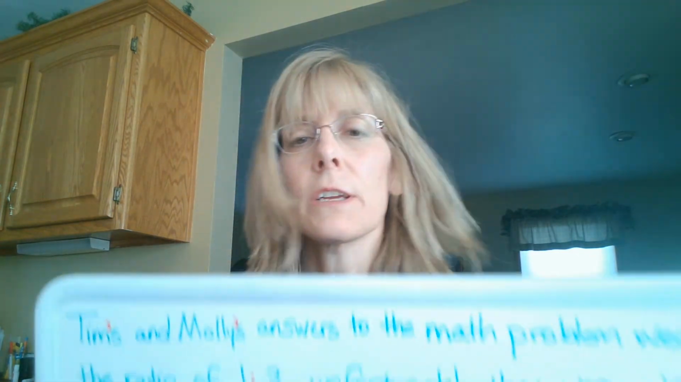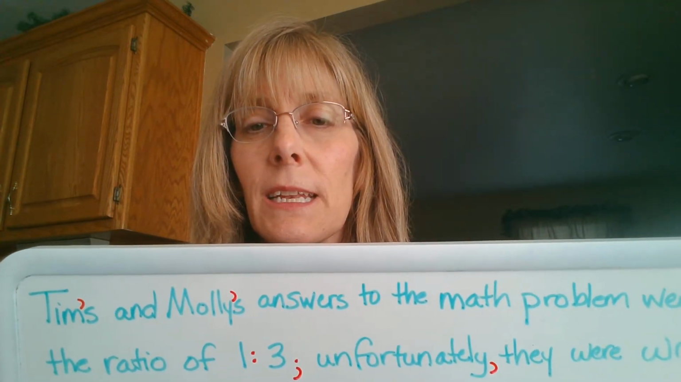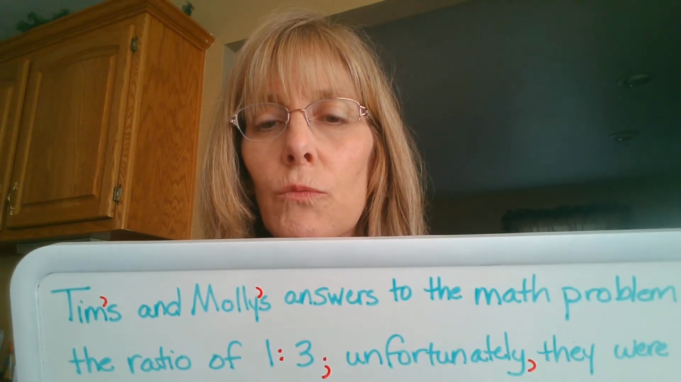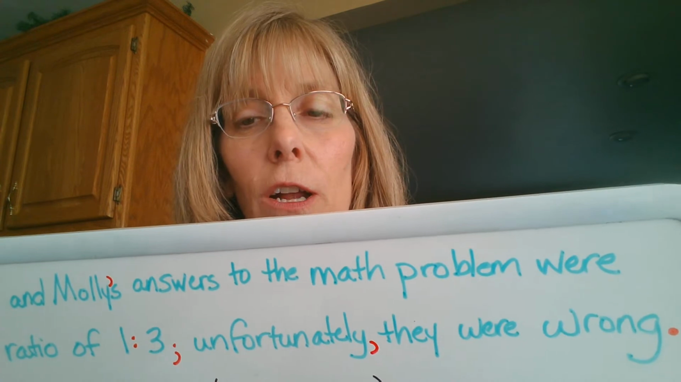Unfortunately, comma, and you know that from what we've been doing with sentence starters, that an ly adverb will have a comma after it when it starts an independent clause or a sentence. Unfortunately, comma, they were wrong, period. So let's take a look here. See if my answers match what I said. Tim's and Molly's answers to the math problem were the ratio of 1 to 3, semicolon. Unfortunately, they were wrong, period.